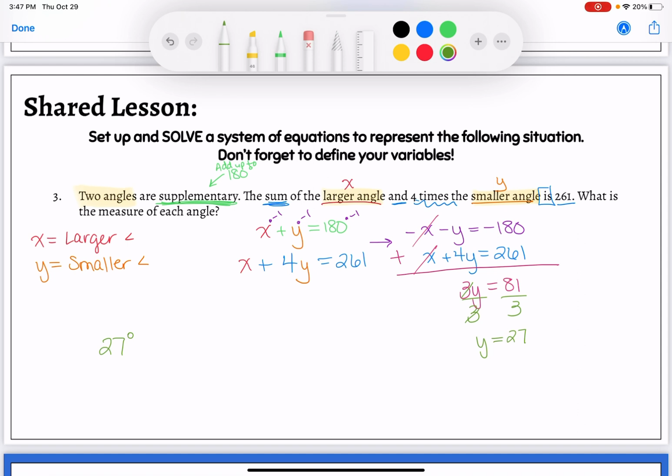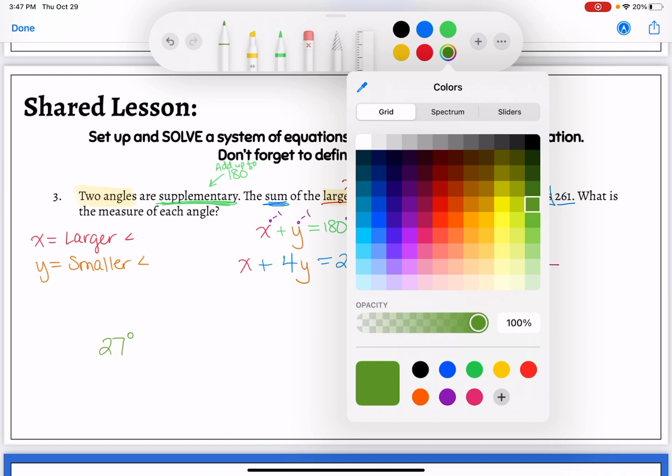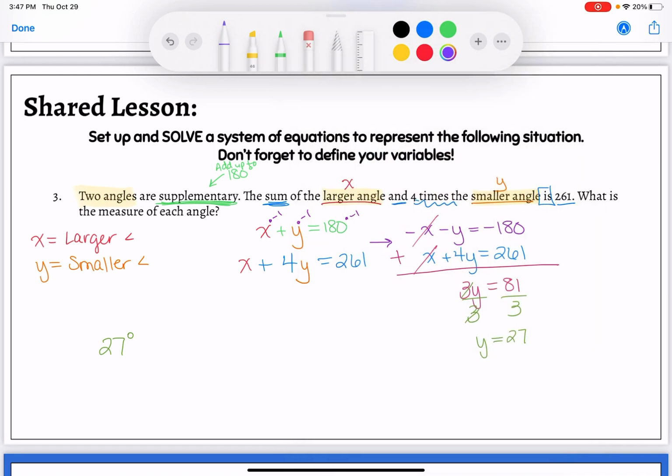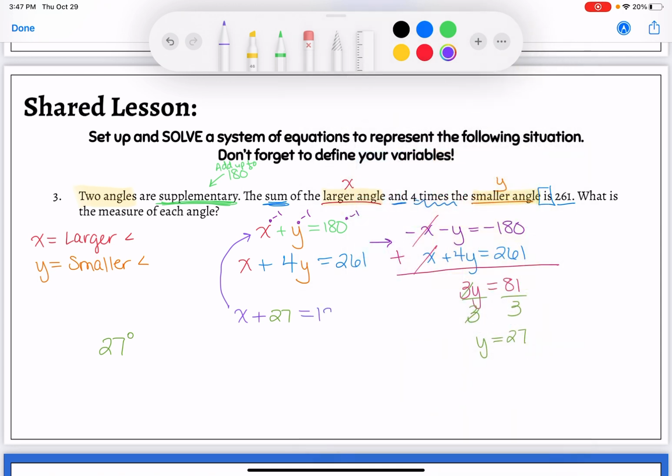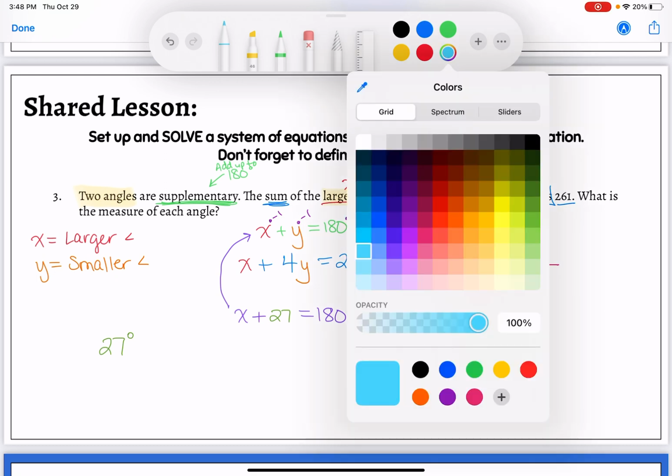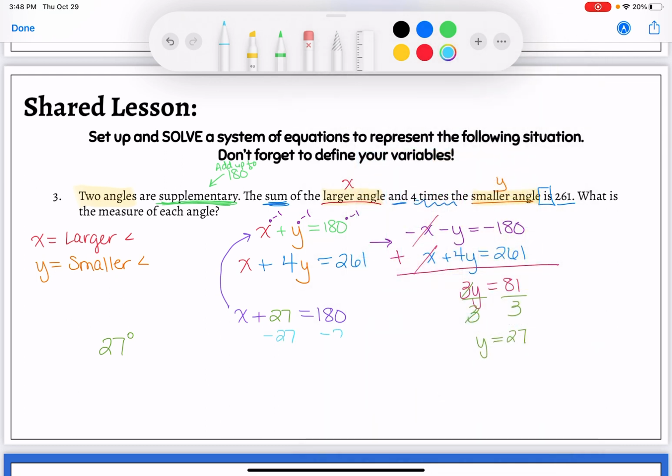All right, now I can pick either equation to plug back into to solve for x. The top equation does seem to look a little bit easier, though, so I think I'm going to choose that one. So we're going to plug into the top equation x plus 27 equals 180. And then I will just subtract 27 on both sides. So I get x equals 153. So I have 153 degrees for my larger angle and 27 degrees for my smaller angle.